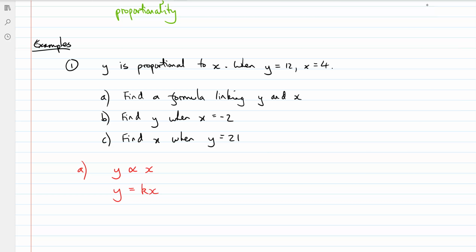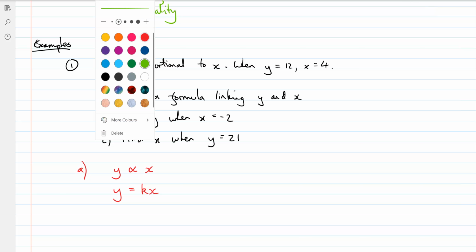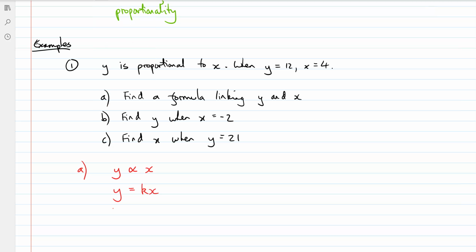When y is 12, we put 12 in here. I don't need brackets because there's nothing happening to y here. k times x, x is 4. k times 4, we're better off writing 4k. Then divide by 4, and we get k equals 3.